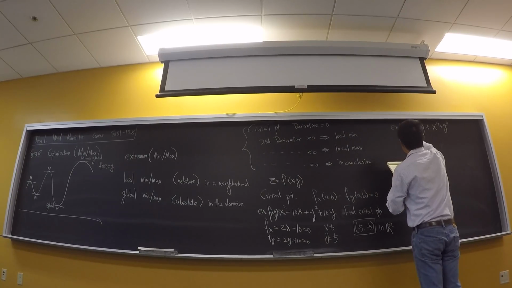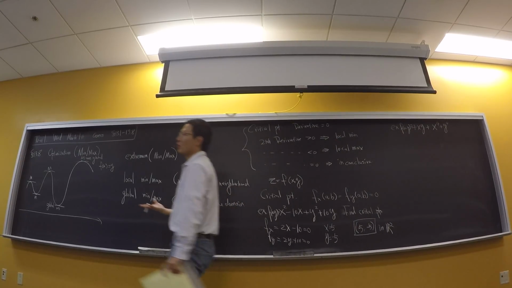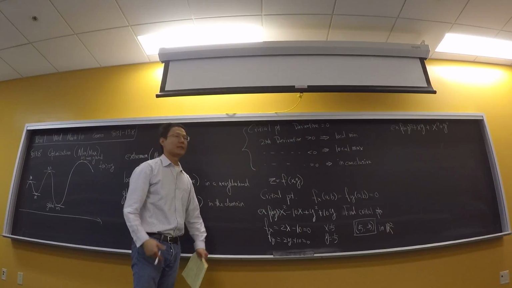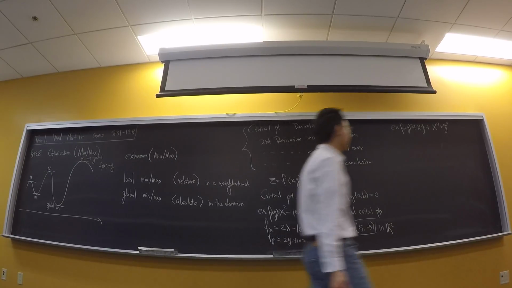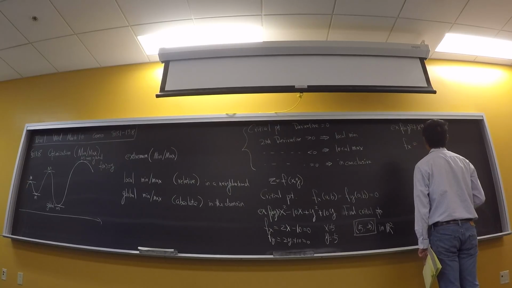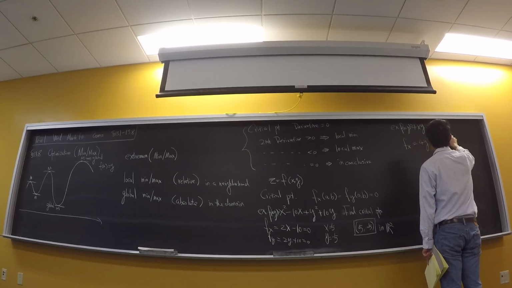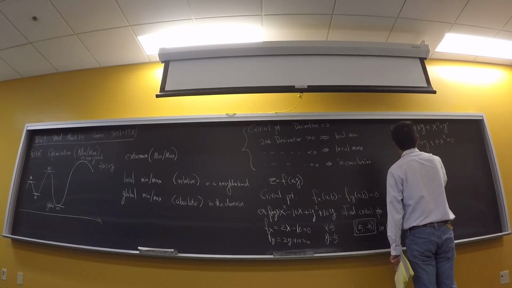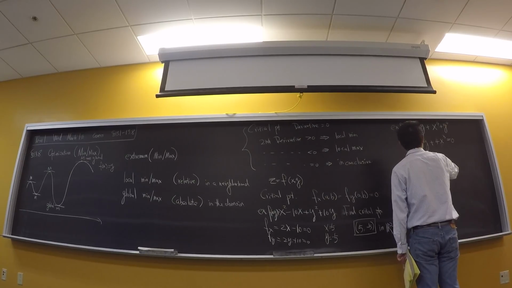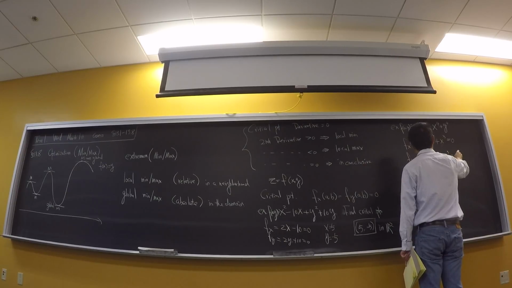So this is my function. I still want to find all the critical points. The very first step is still to take the derivatives. So fx is equal to 4y plus 4x cubed, and this is equal to 0. And fy is equal to 4x plus 4y cubed, which is equal to 0.